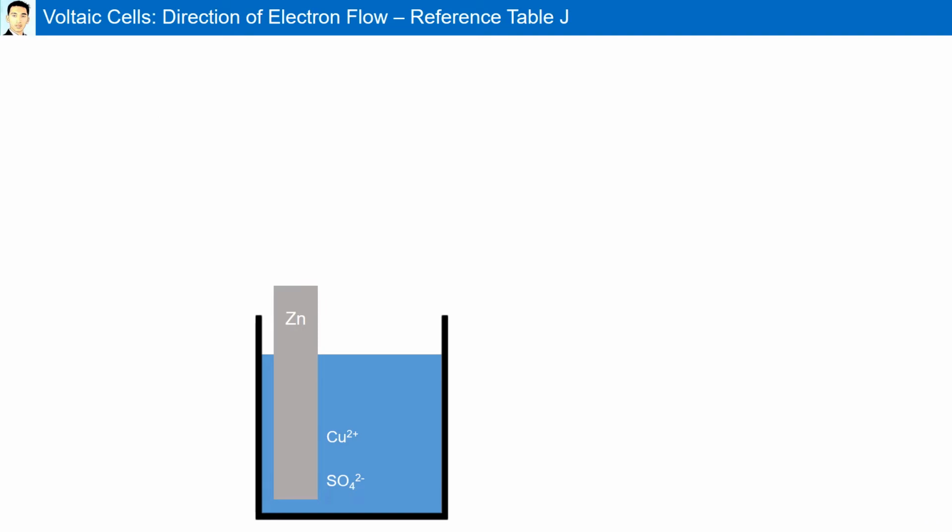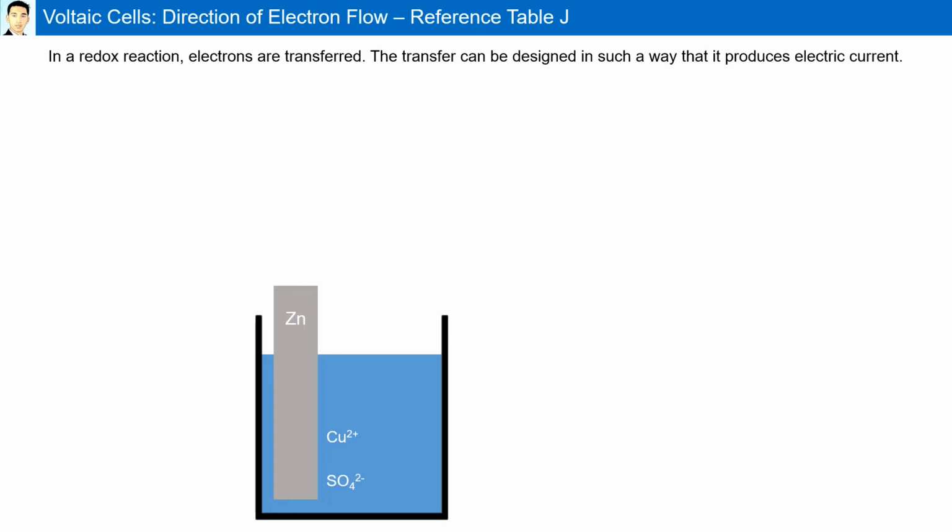Voltaic cells, direction of electron flow, reference table J. In a redox reaction, electrons are transferred. The transfer can be designed in such a way, however, that it produces electric current. In the diagram below, we have a zinc strip in copper sulfate solution. There is electron transfer between the zinc and the copper. However, we can separate this transfer.